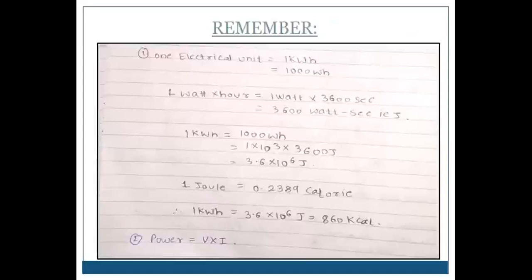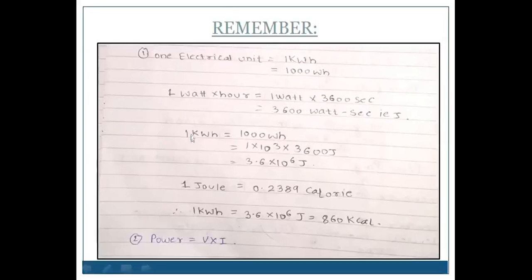So just proceeding to the summary of whatever I have spoken right now, just go through this. One electrical unit is equal to 1 kWh, that is equal to 1000 Wh, watt hour, right? K stands for kilo, so it is 1000 watt hour. 1 watt hour is equal to 1 watt into 1 hour, so 1 hour means how many seconds? 3600 seconds. Okay, so what I get, 1 watt hour is equal to 3600 watt seconds. Watt seconds means what? Joules. Okay, 1 kWh is equal to 1000 Wh.